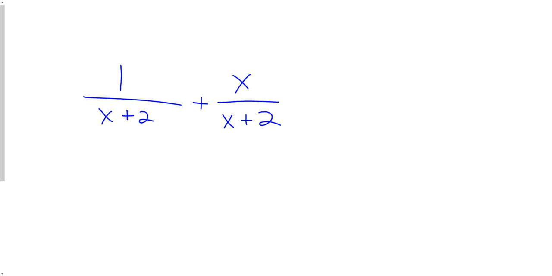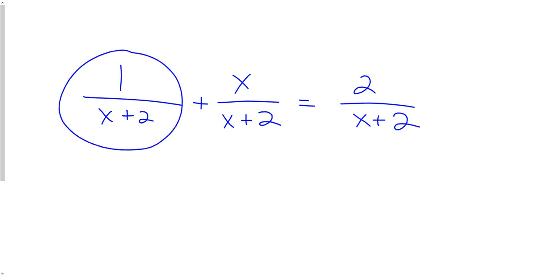Today, what we're going to do is take a look at problems that have too many fractions to cross multiply. So, for example, 1 over x plus 2 plus x over x plus 2 equals 2 over x plus 2. So this problem cannot be cross-multiplied because it's got too many fractions. If this fraction right here was missing, we could have cross-multiplied, but it's not balanced. You've got two fractions on one side and then a fraction on the other side.